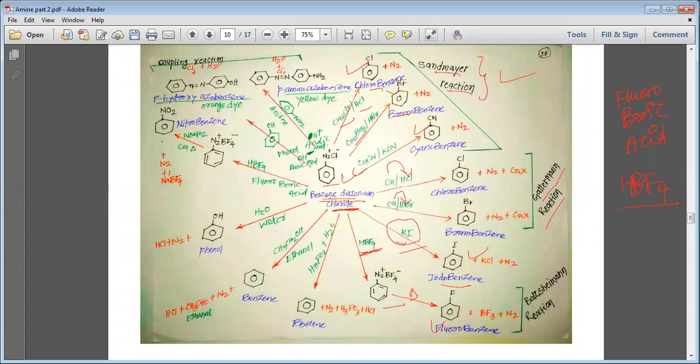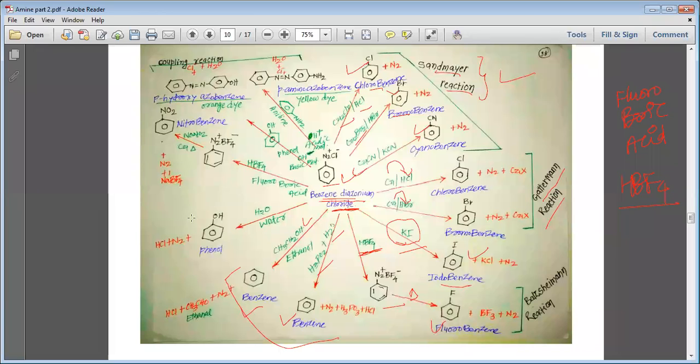In the same way, my dear students, when benzene diazonium chloride is allowed to react with H3PO2, hypophosphorous acid, in the presence of water, it gives us benzene. Benzene diazonium chloride, when it reacts with ethanol, also gives us benzene. So benzene diazonium chloride on reaction with H3PO2 or with ethanol gives us benzene. So we can easily prepare benzene from benzene diazonium chloride.